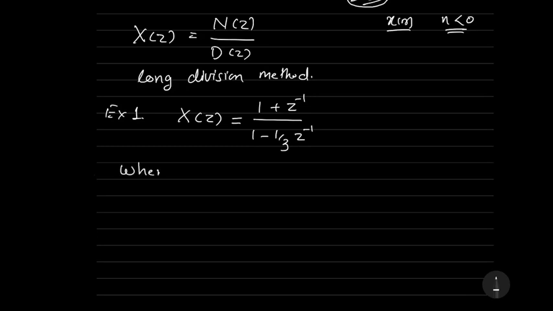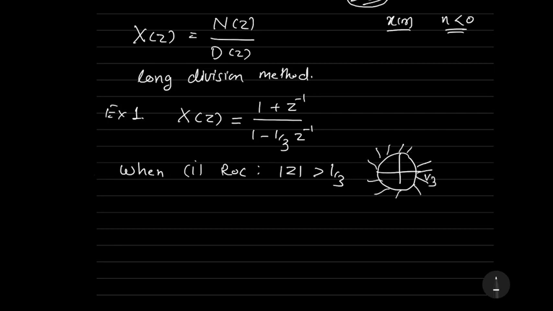For a given ROC, in the first case, ROC is greater than 1/3, which means it is a causal signal and ROC is the exterior of the circle. The radius of the circle is 1/3. In the second case, ROC is |z| less than 1/3, that is, the interior of the circle of radius 1/3. First we see the first case, ROC greater than 1/3, for a causal signal.